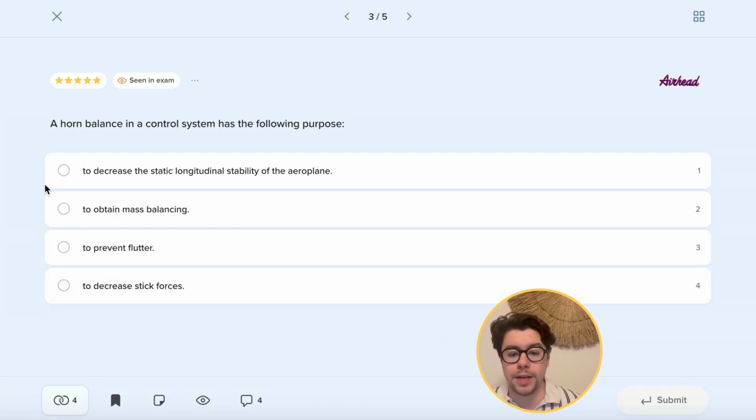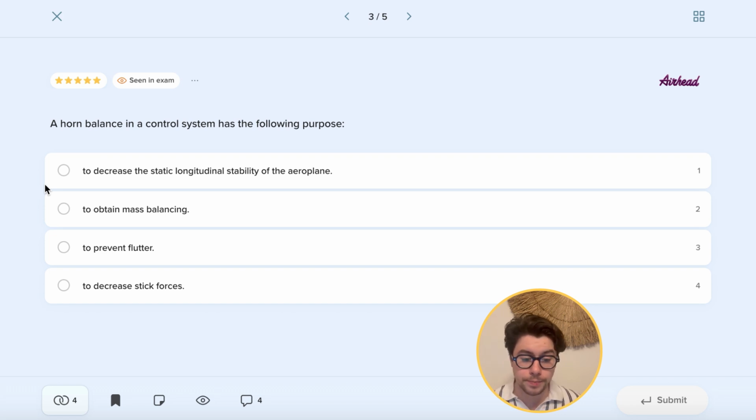And now for question number 3. A horn balance is a control system and has the following purpose. The horn balance is something that will alleviate the forces on the controls, because it will use some of the aerodynamics in order to help us manage the controls. This is very useful, used mainly on GA aircraft, however, not necessarily only.